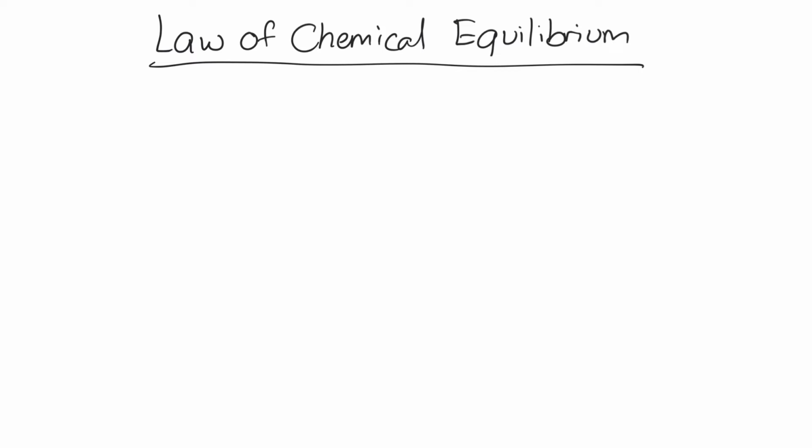So in 1864, some Norwegian chemists came up with what they call the law of chemical equilibrium. This states that at a given temperature, and it's important that we keep this temperature constant, in a closed system, a chemical reaction can reach a state of equilibrium in which the ratio of the product and the reactant concentrations has a constant value. In our last example, the top chemical reaction had a constant value of 3.0, and the bottom chemical reaction, which was a different reaction, had an equilibrium constant of 0.5.